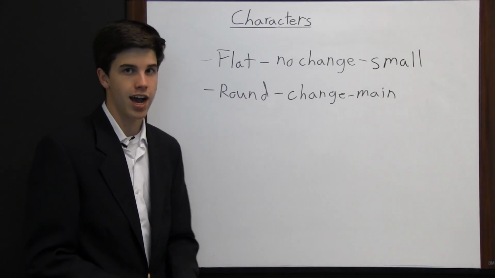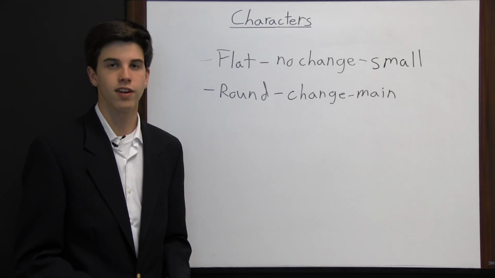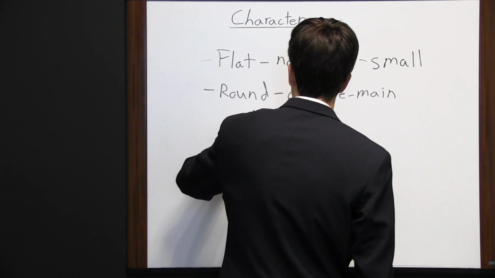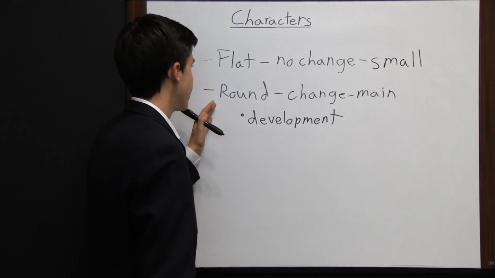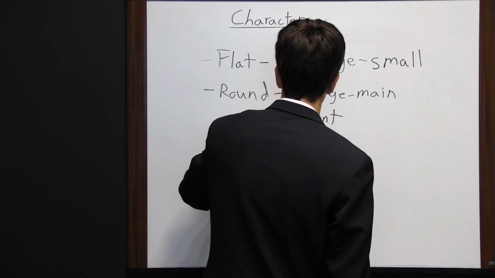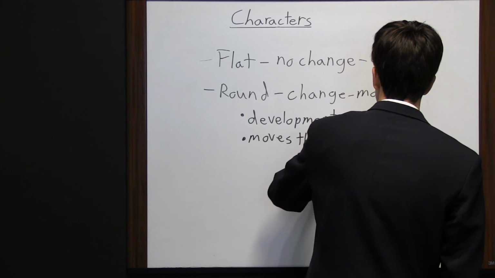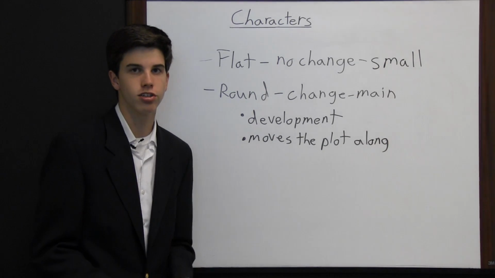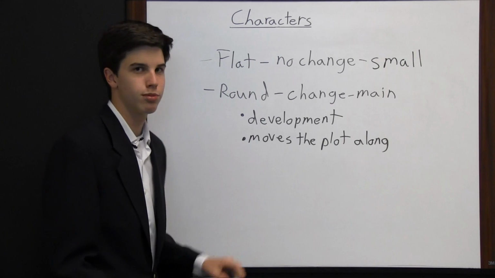Flat characters are also needed, however, because they play the smaller roles in the story, the supporting roles that make the main characters very interesting. When we're talking about round characters, you probably heard me use the word development. That's what authors try to do with round characters. They try to develop the characters, and it's the development of the characters that moves the plot along. If the characters stay the same throughout the entire story, then the plot's not very interesting because the plot's not going to progress very much. So round characters are essential to moving the plot along.